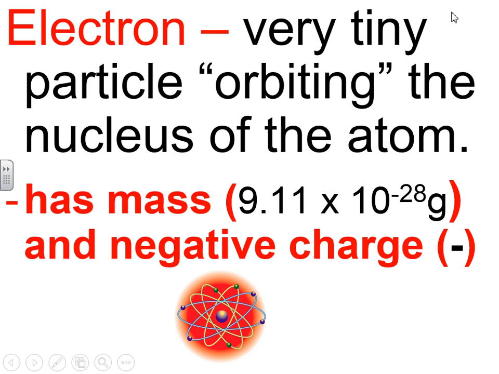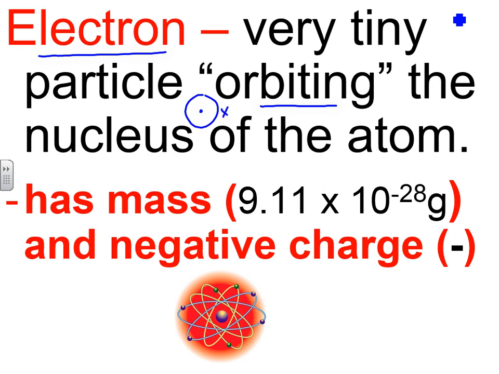Now let's talk about the subatomic particles, the parts of an atom. There are three, as everyone knows. Firstly, the electron. It's a very tiny particle which is orbiting the nucleus. Now we have orbiting in quotation marks because, as we'll see, it's not really orbiting in the clean sense like we think of Earth orbiting the sun. That is not the picture. The real picture is quite a bit different.